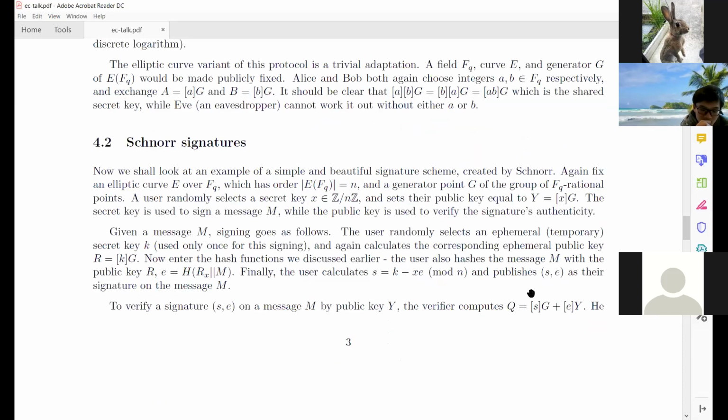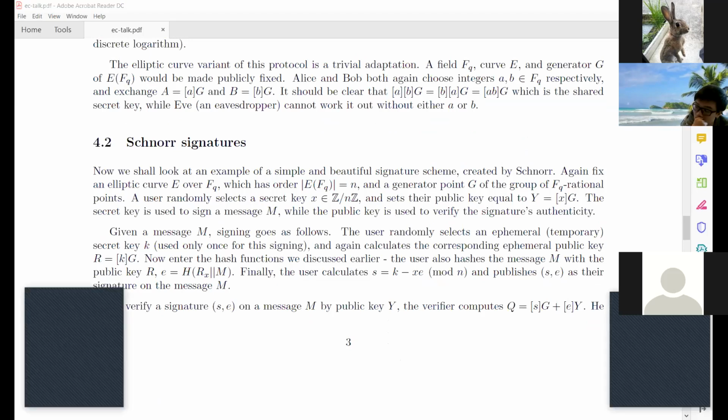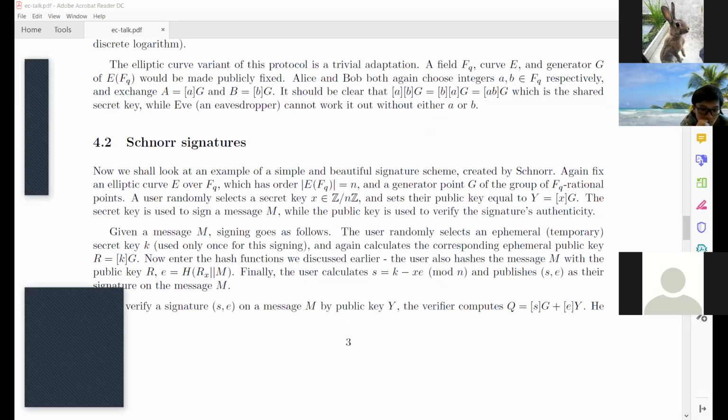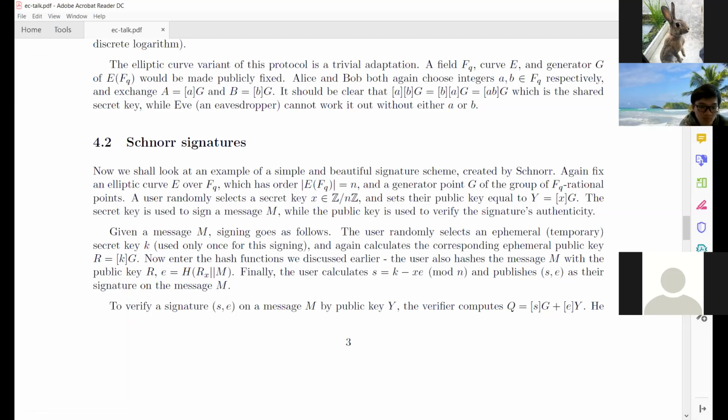Yeah, so if we work out S times G, sorry, I'm using my mouse to write, plus E times Y, then the S gets replaced with this here, K minus XE.